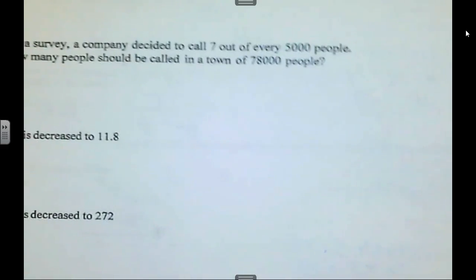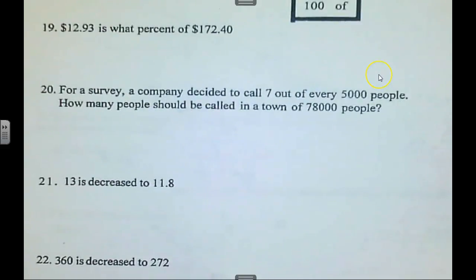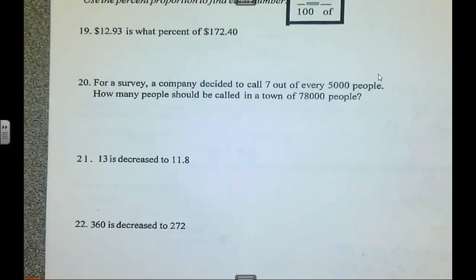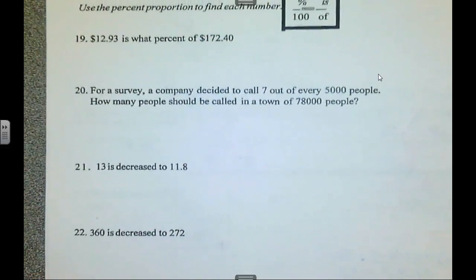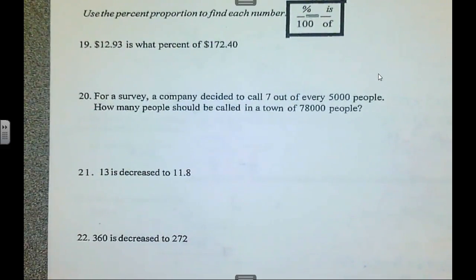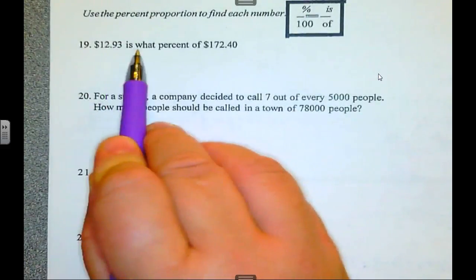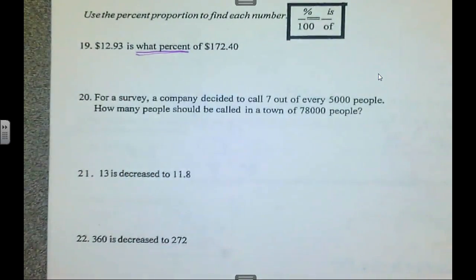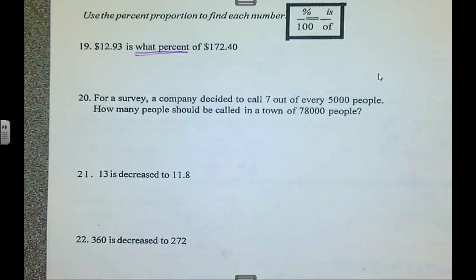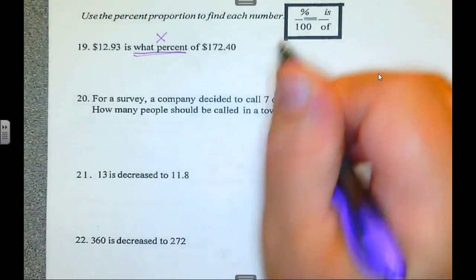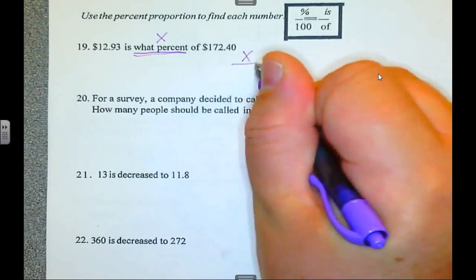Let's take a look at the percent problems, word problems. 1293 is what percent? They're asking you what the percent is. That's going to be my variable, right? It's my x, the percent. So I have my x over 100.